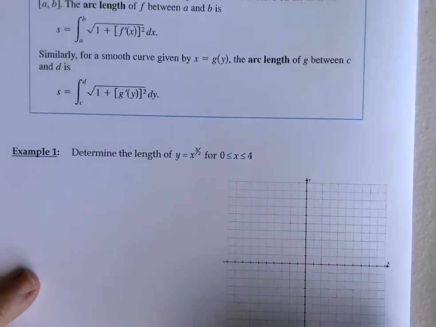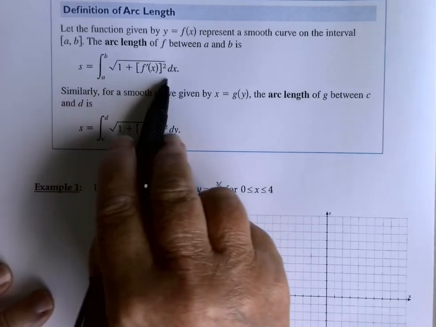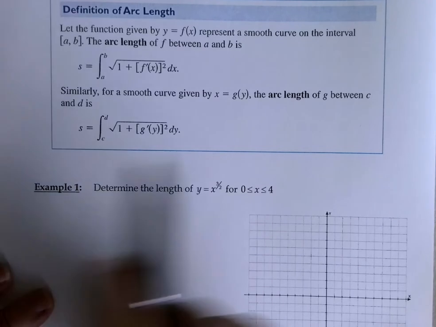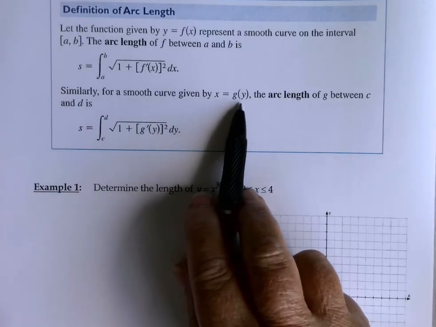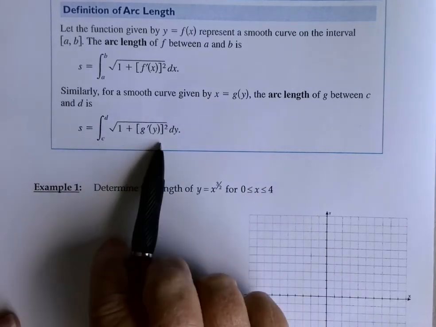All right, here's our formula written out as a theorem. This is the one we just finished deriving for the function given by y equals f of x. Also notice that if you happen to have x equals g of y, a function of y instead of a function of x, it works the same way.